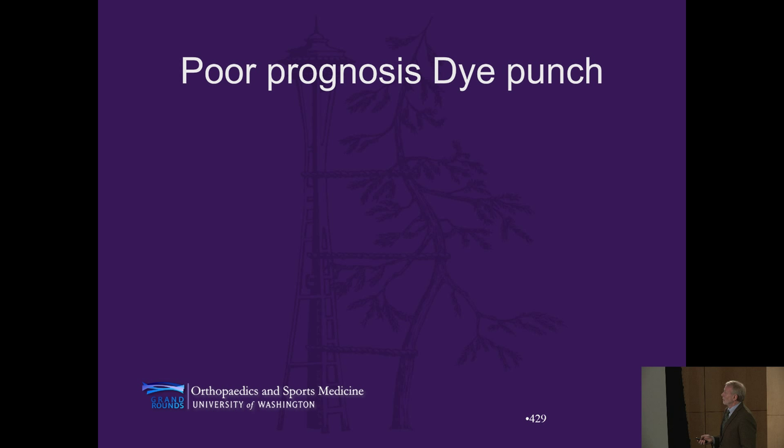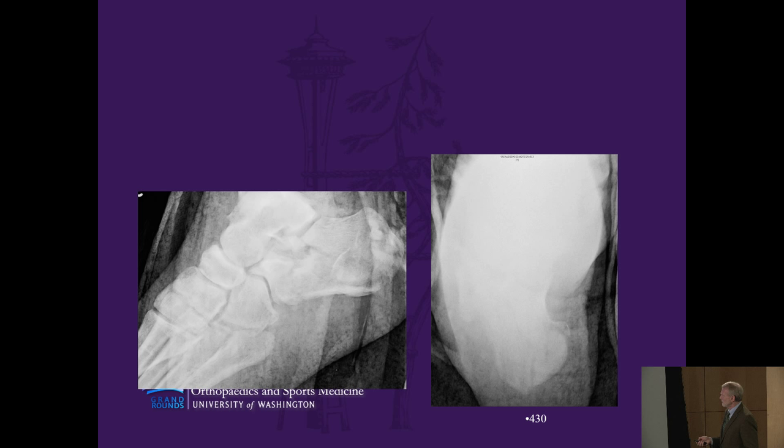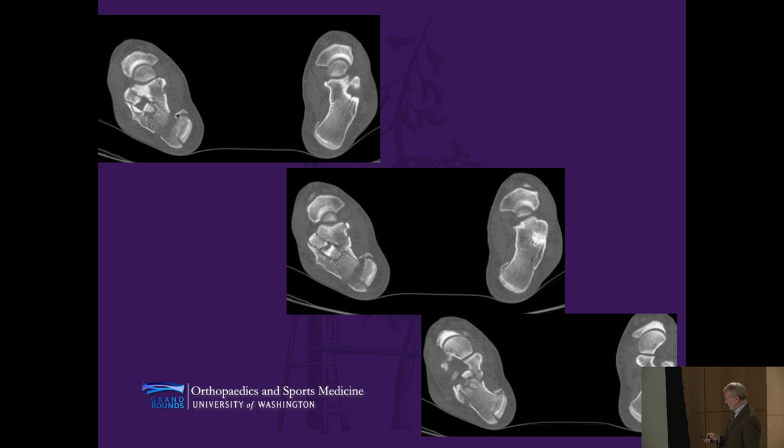We can also use it for those with a known poor prognosis. We know that these die punch injuries anteriorly, where you've taken a big chunk out of the front of the posterior facet and the back half of the middle facet, do not do well with open treatment. They become stiff. Here's that die punch injury. You could see it starting at the front and moving back into a fairly comminuted extension into both the middle and the posterior facet.